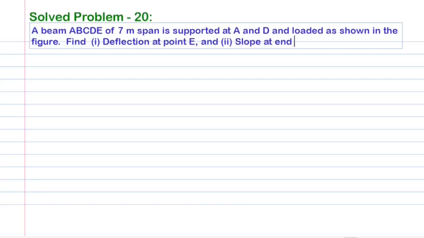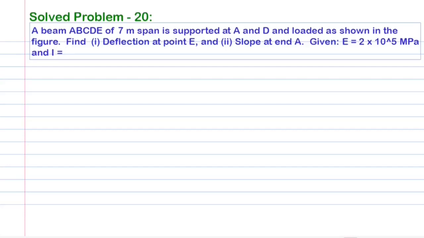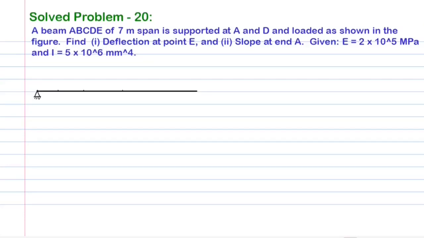Given Young's modulus is equal to 2 times 10 to the power of 5 megapascals and area moment of inertia is equal to 5 times 10 to the power of 6 millimeter raised to 4 units. The given beam is shown and labeled.